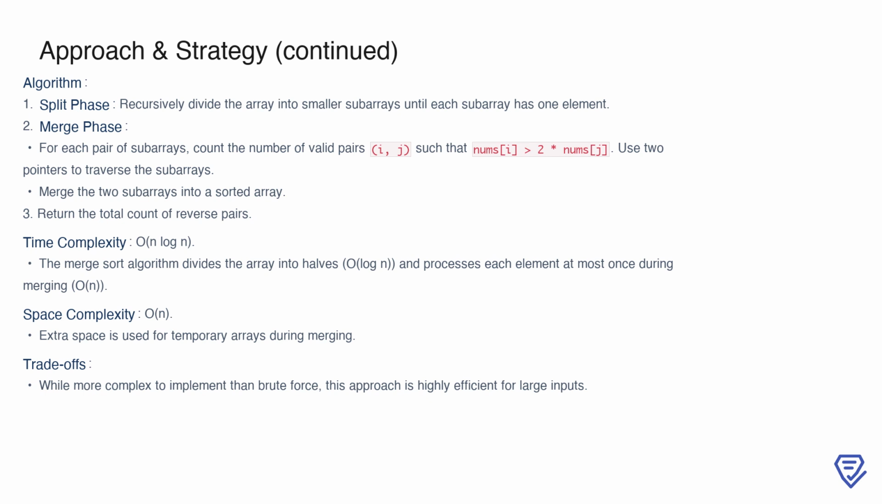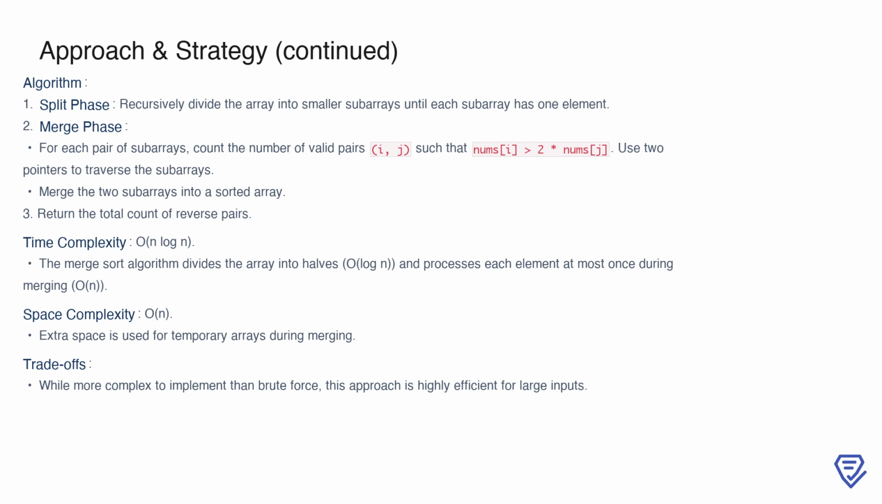Second, we merge these subarrays back together into a single sorted array. The total count of reverse pairs is aggregated during these merge steps. This method has a time complexity of O(n log n), as the array is divided into halves recursively, and merging each half takes linear time. It requires O(n) space for temporary arrays during merging.